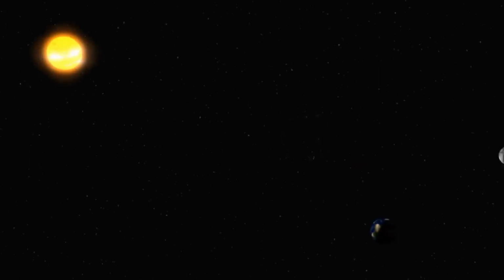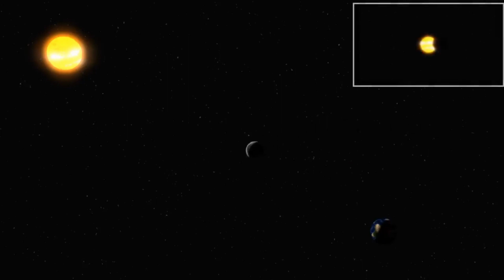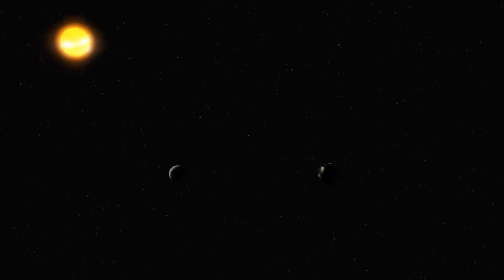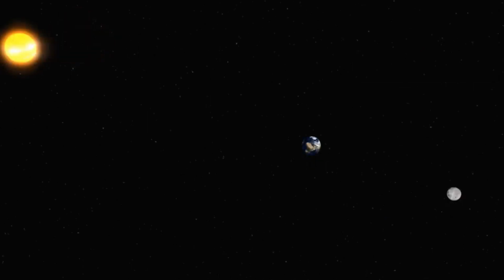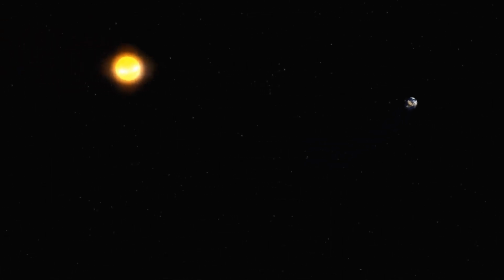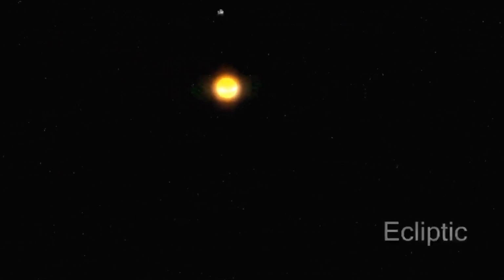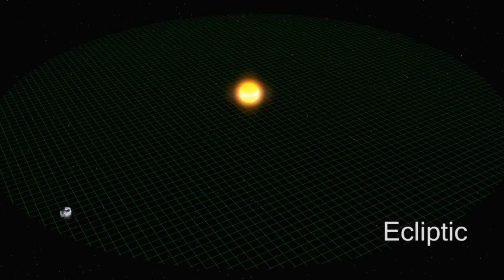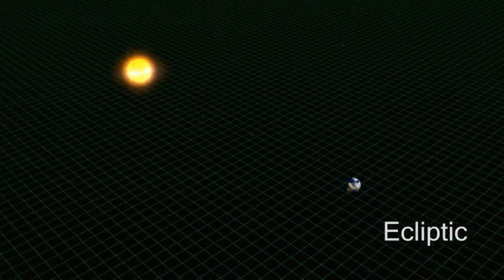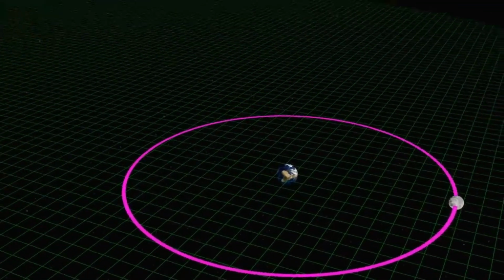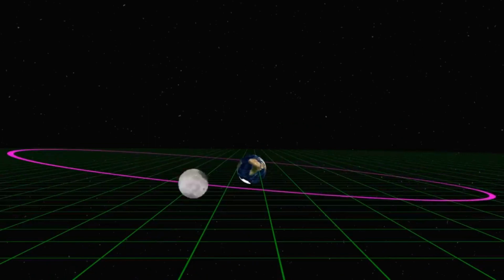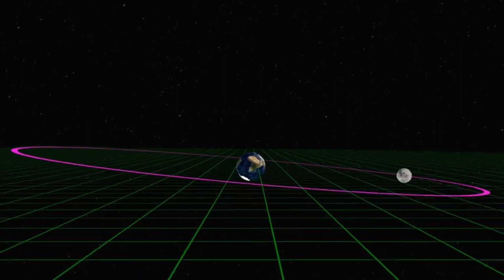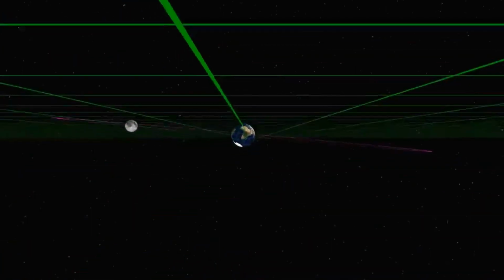So now the question is, why don't we get a solar eclipse and a lunar eclipse every month? As the Earth orbits around the Sun, we can map out a 2D plane that's referred to as the ecliptic. The Moon doesn't orbit on the same plane. It's tilted by about 5 degrees. This means that most of the time, the Moon passes above or below the Sun as seen from the Earth.